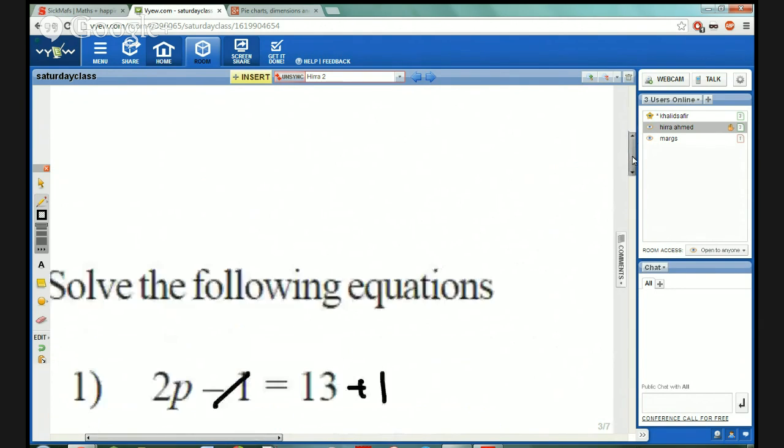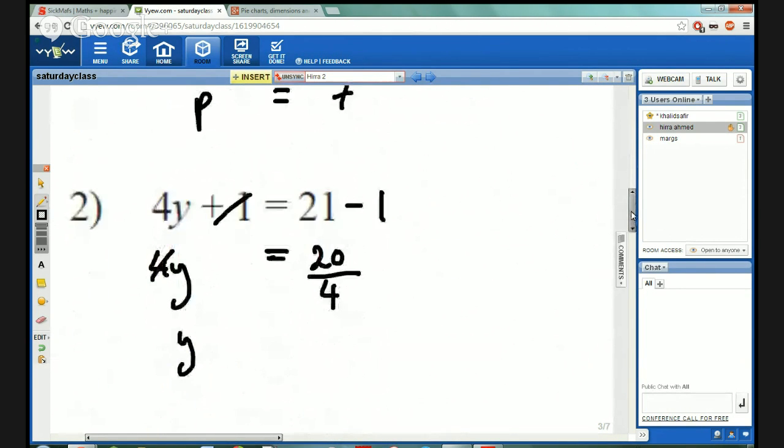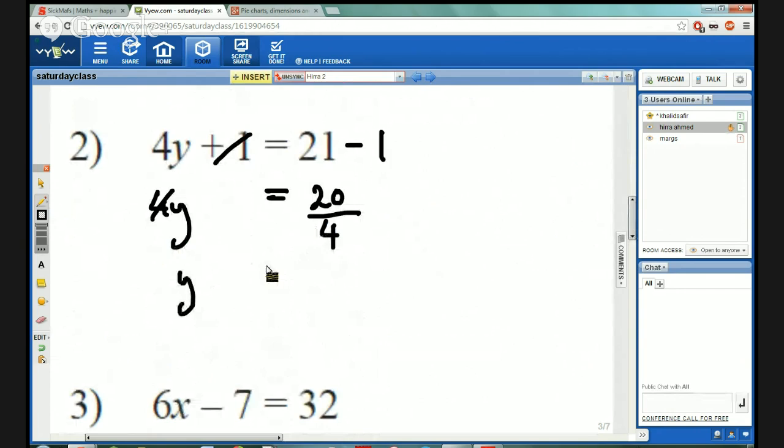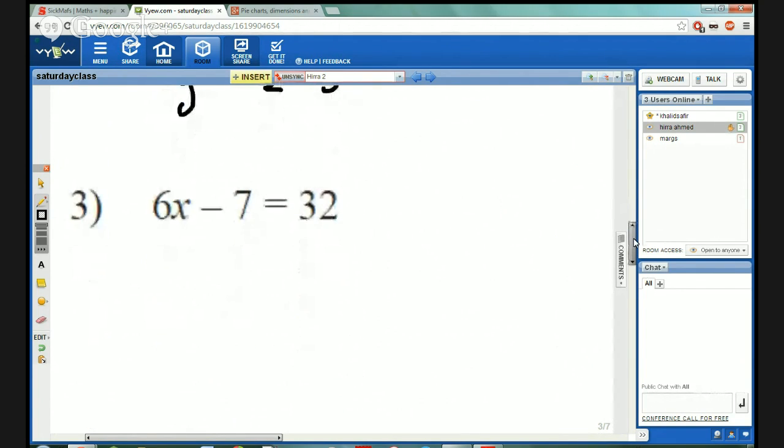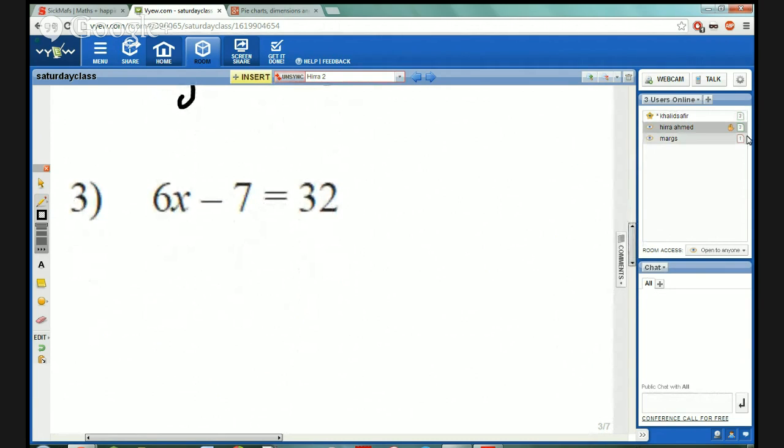So these ones are just the warm-up ones. You should be doing this easily. So what's 20 divided by 4? 5. 5, job done. Next question. These should be really easy. It hasn't got hard yet. So you can put your hand down now if you want.